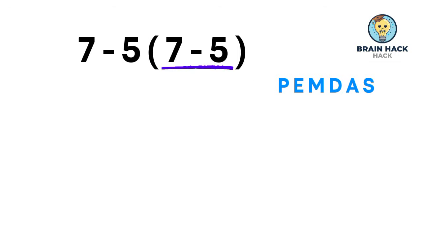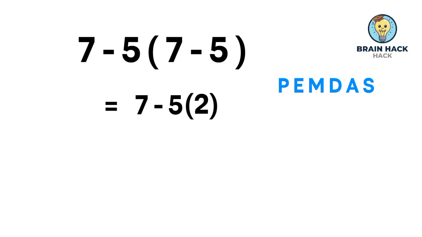Inside the parenthesis, 7 minus 5 equals 2. So now the expression becomes 7 minus 5 times 2. Now we have 1 subtraction and 1 multiplication. Since multiplication comes before subtraction, we must do that part first.